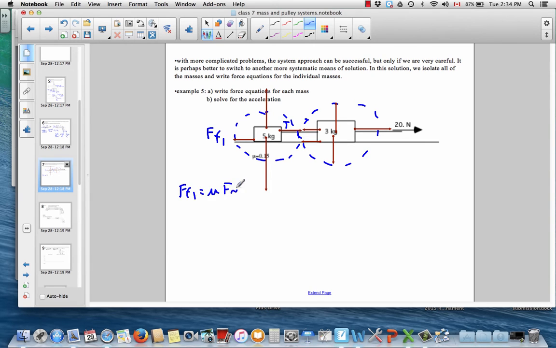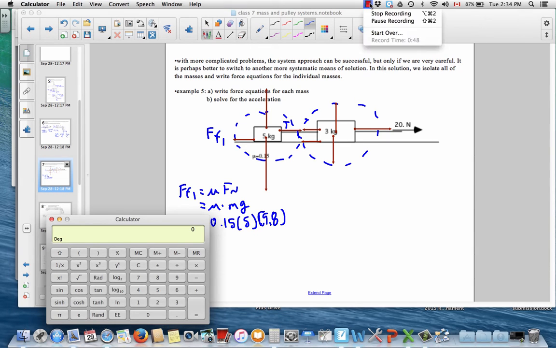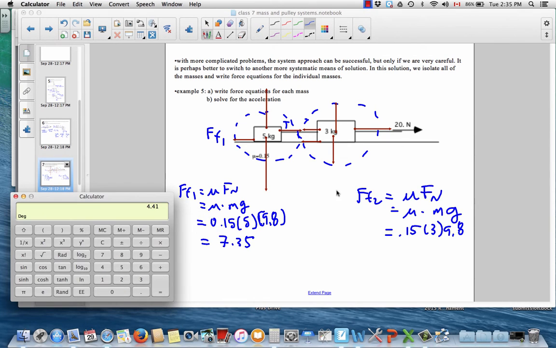And in this case, as we said, the normal force is the same as the weight because it's not moving up or down. So the mu constant for the surfaces is given as 0.15, and this will be 5 times 9.8. So how much friction? Okay, so that's 7.35 newtons of friction. There's also friction on this block, and that works out to 4.41 newtons of friction.